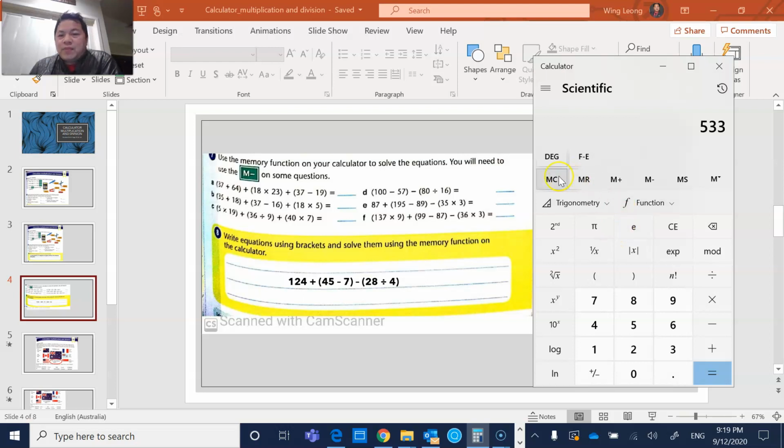So moving on to the next part. Again, clear the memory, clear everything. Let's try this one with the subtraction. Or maybe you do part F. It's more difficult. Okay, let's try it.